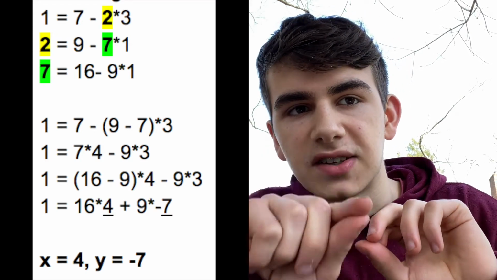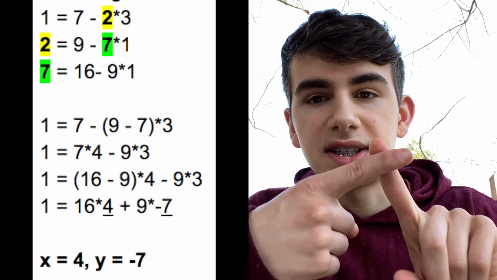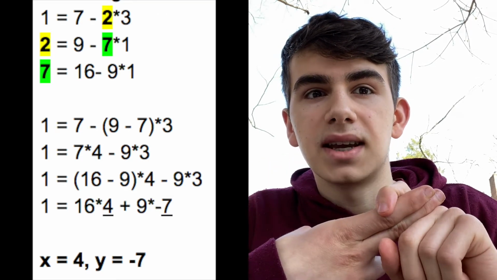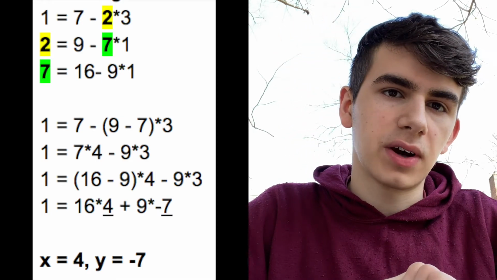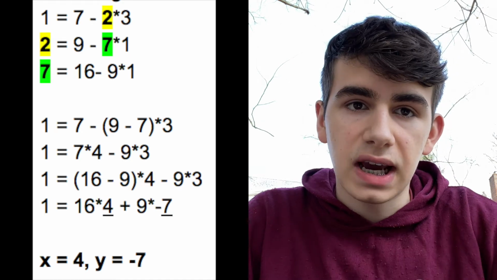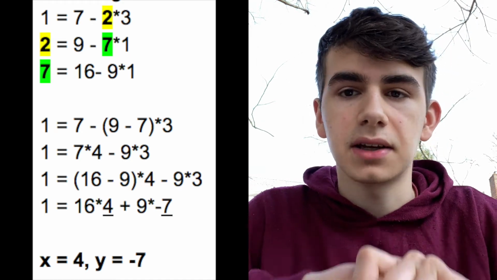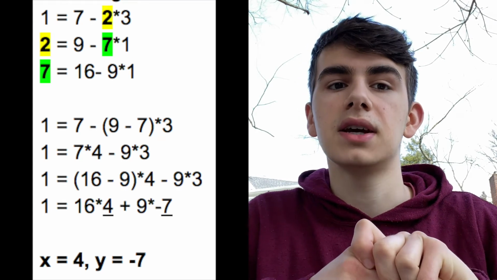And then I could sub in the 7 into that equation and then get everything in terms of 16s and 9s. And that's our solution to the Diophantine equation. So we do out some algebra, and we end up with 1 equals 16 times 4 plus 9 times negative 7, where 4 is our x and negative 7 is our y.